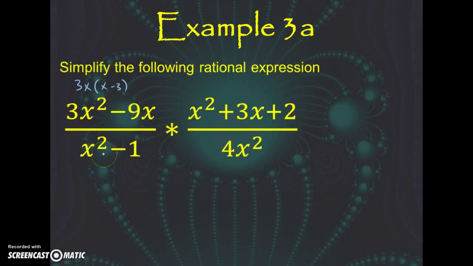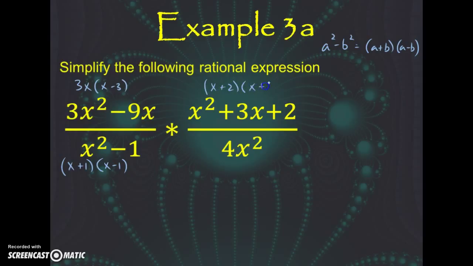Down here on the bottom, this is a difference of squares. It's a nice one to know. A squared minus b squared is always going to factor into a plus b, a minus b. It's a very handy one to be aware of. So here I got myself an x plus 1, x minus 1. Up here, it's just a classic quadratic.